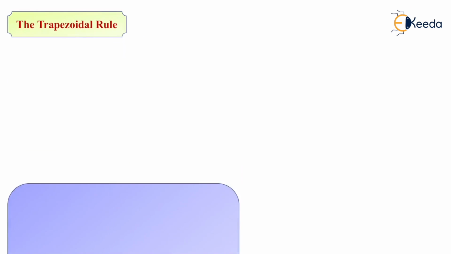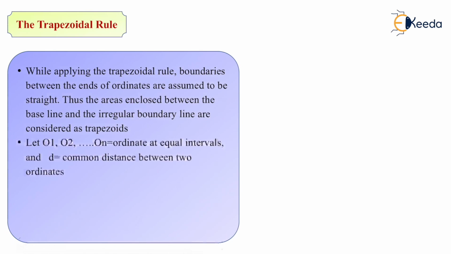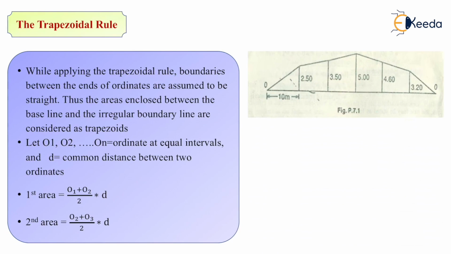Next method is the trapezoidal rule. In the trapezoidal rule, the boundaries between the ends of ordinates are assumed to be straight. Thus, the areas enclosed between the baseline and the irregular boundary line are considered as trapezoids. If there is curvature or irregular shape, we consider it as a trapezoid. Let O1, O2, ON be ordinates at equal interval and D be the common distance between two ordinates. Then the first area will be found out by using what? Average of ordinates into distance. Same way, the second area will be calculated by using the average of the second and third ordinate into their difference.